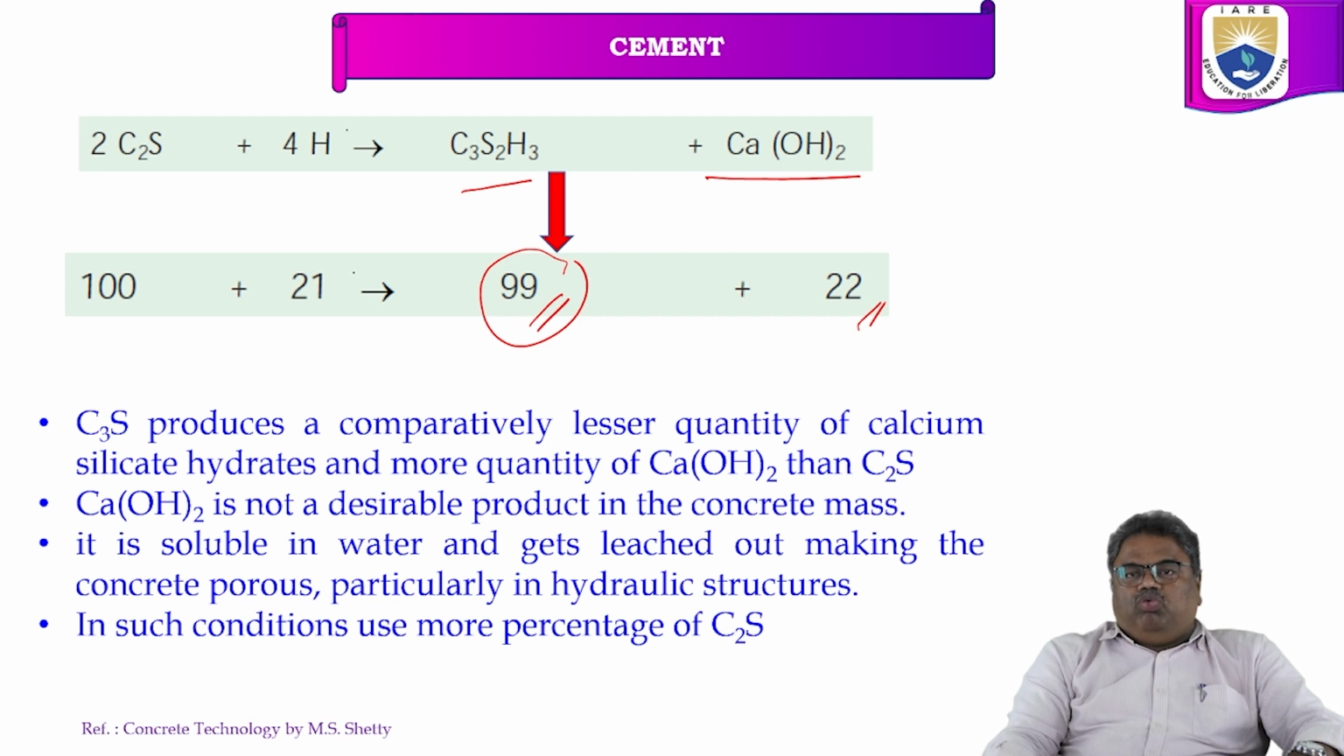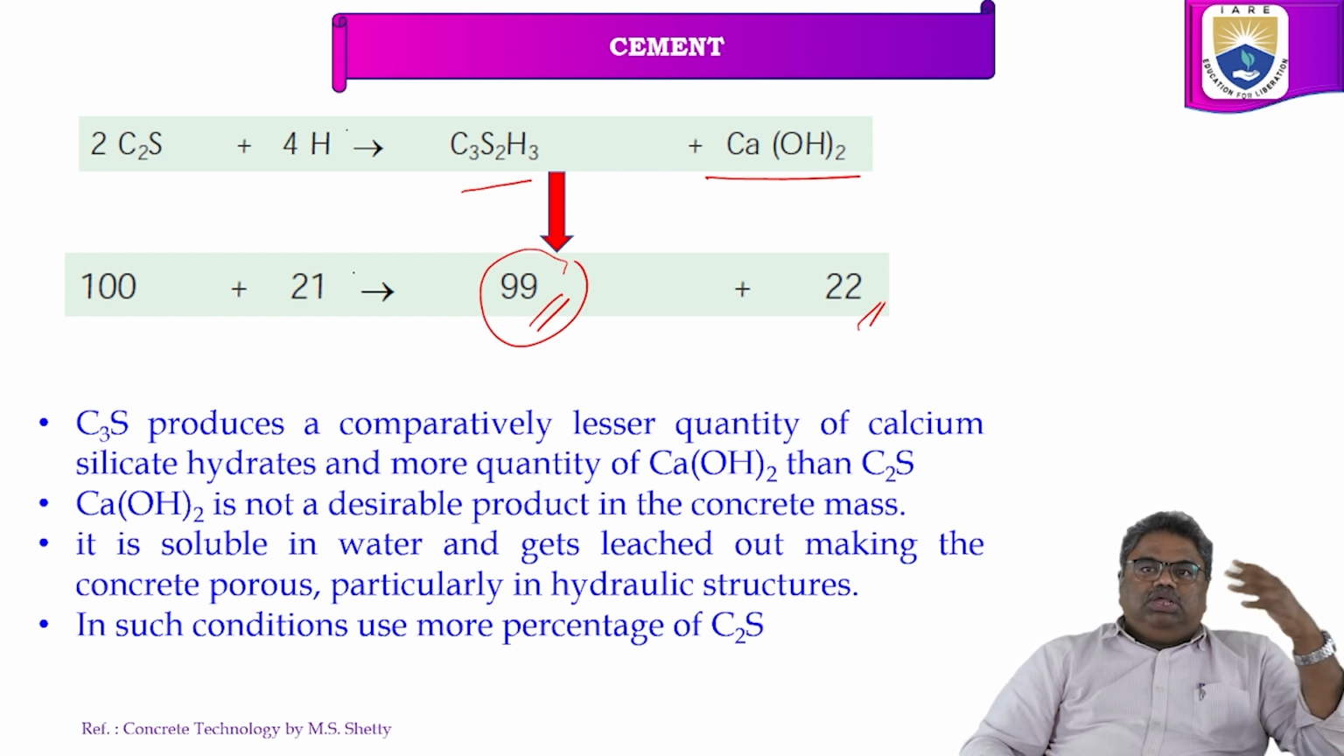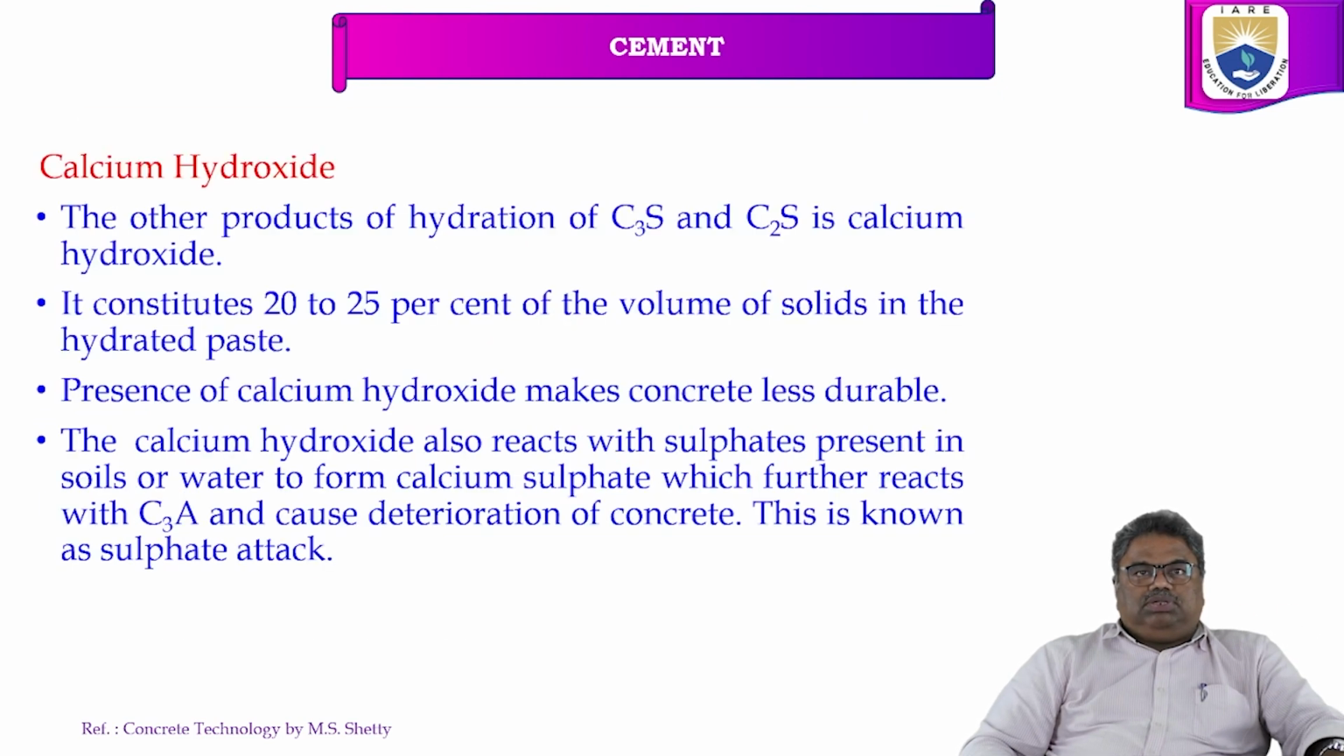It's very difficult if you are using it for a hydraulic structure, for example, a water tank. So Ca(OH)2 is very dangerous because it is going to react with water, and the concrete will become porous, and there will be a lot of leakage, especially for hydraulic structures. In certain conditions, you can use a higher percentage of C2S.